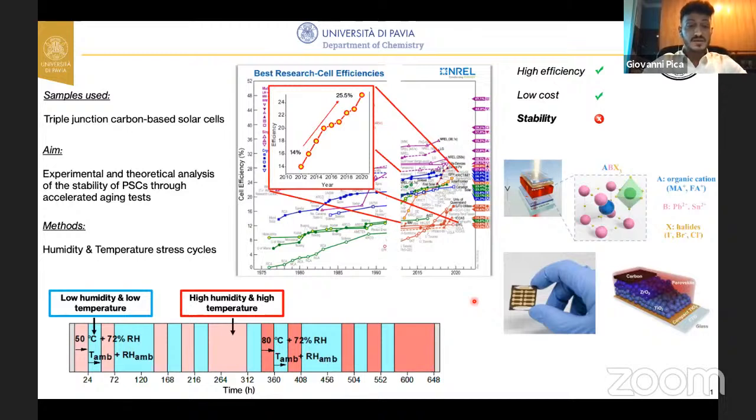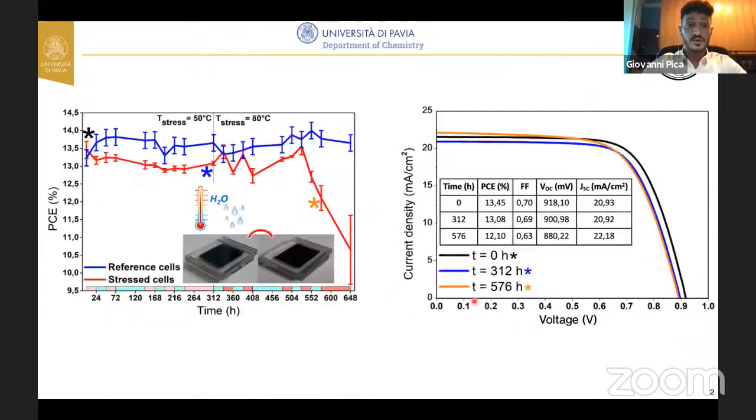In the dark red are indicated the slots in which we increased the temperature to 80 degrees. So this is the protocol, and these are the results. In the left-hand image, you can see the behavior of the PCE, the power conversion efficiency, through the entire cycle. And at first glance, you can see that the PCE has a decrease from an average value of 13.5% to an average value of 10.6%.